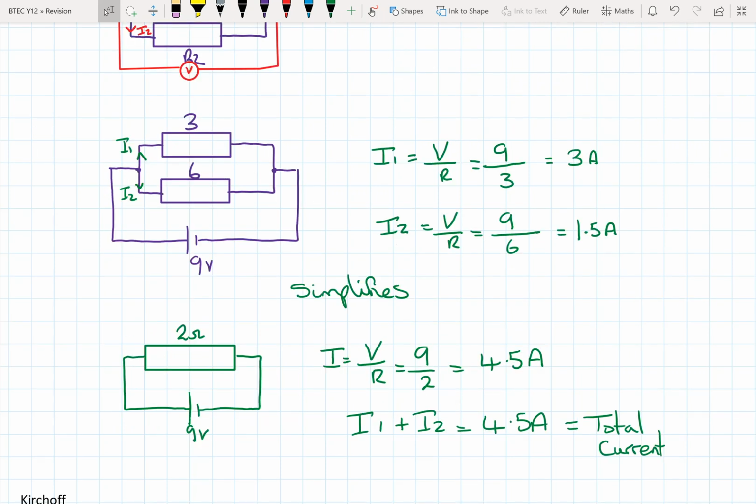Now, if we take that one step on, we said that the 6 ohm and the 3 ohm simplified down to a single 2 ohm resistor. So if we look at the current flowing through that 2 ohm resistor, 9 volts divided by 2 ohms is 4.5 amps, which is actually the total current that is feeding this circuit in the first place. So that's our I total that's feeding both resistors.